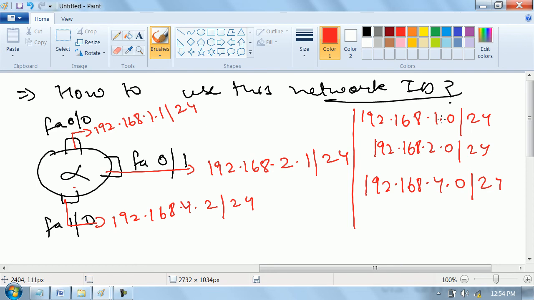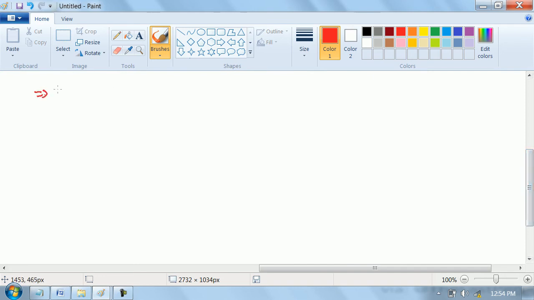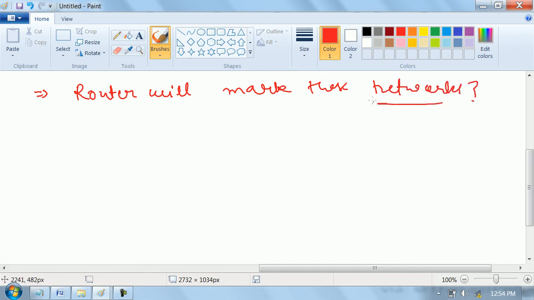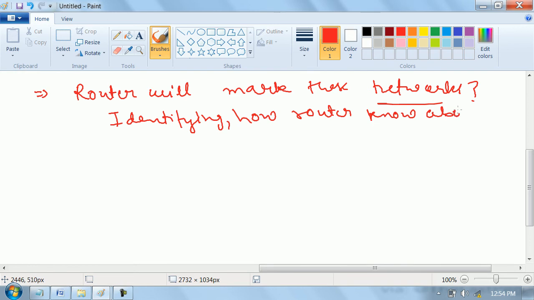These are three networks. Now, the router has a database of how many networks? Three networks. Now, how will the router use this database, or how will the router use this network ID, to build its routing table? Fine. Now, what will the router do? Router will mark these networks. What do you mean by marking? By identifying how the router knows about them. Router identify karega, router ko is network ke bare mein pata kaise chala.